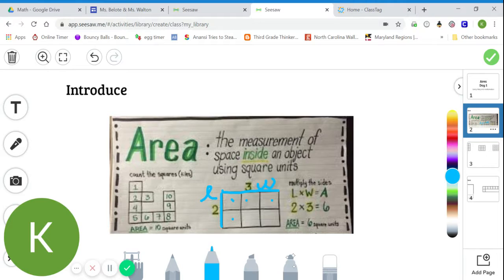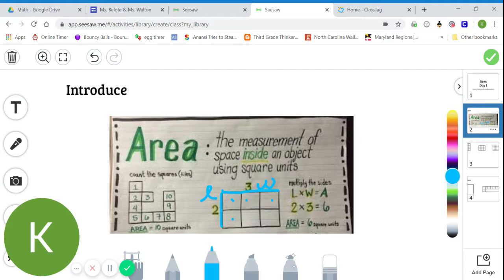I can find area two ways. One, I can count these square units that are inside my shape. Or I can use multiplication and multiply my length times width to get my area. Length times width will always equal area for a square or rectangle.